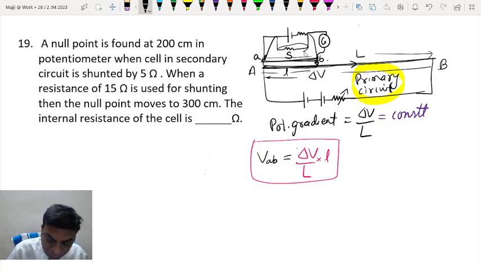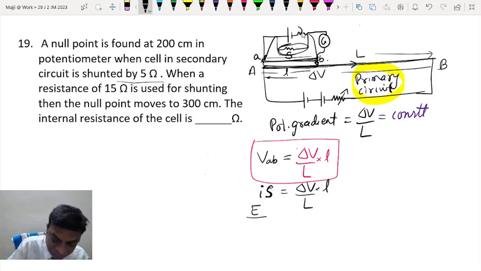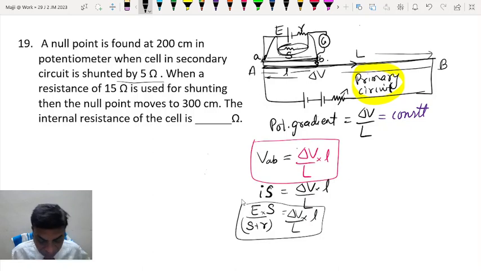Now we have to find the potential difference between this or between this. So that is same as the potential difference across the shunt, because it is given that it is shunted by some wire. So I can write I into shunt is the potential difference as per Ohm's law, equal to potential gradient into balancing length. Now this I will be EMF of the cell divided by total resistance. Total resistance will be the shunt resistance plus the internal resistance of the cell. So this is the formula which we'll be using here.